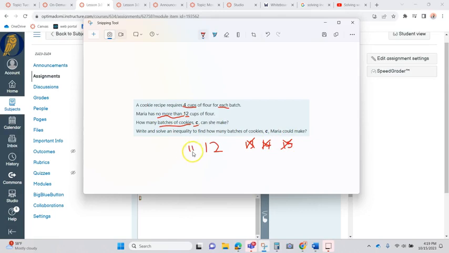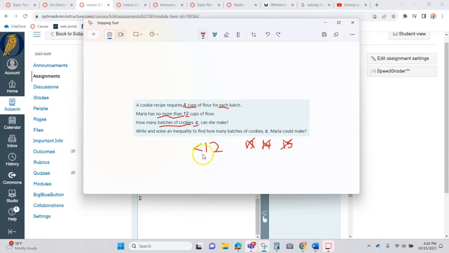So I'm talking about the numbers 11 or 10 or 9, numbers smaller than 12. Maria has no more than 12. So if 12 is the top of the story, 12 is the biggest number, the alligator mouth is going to eat 12.